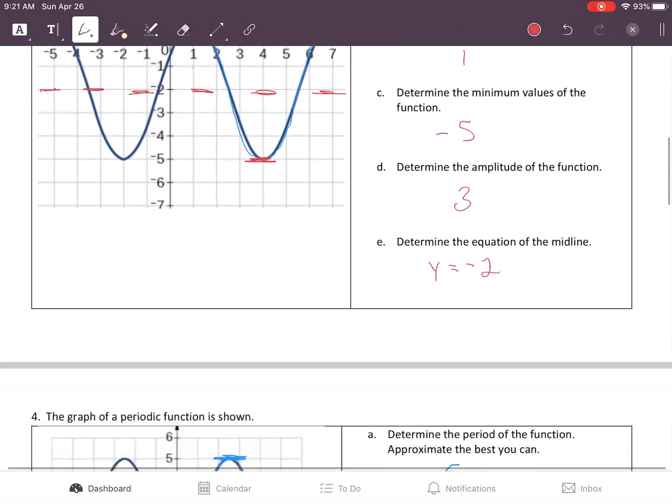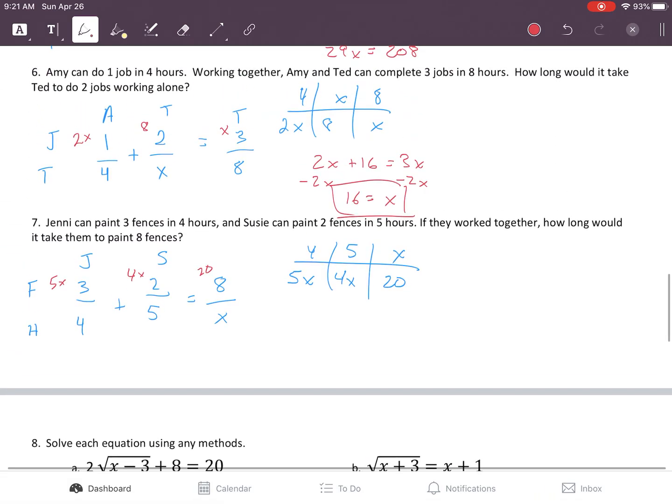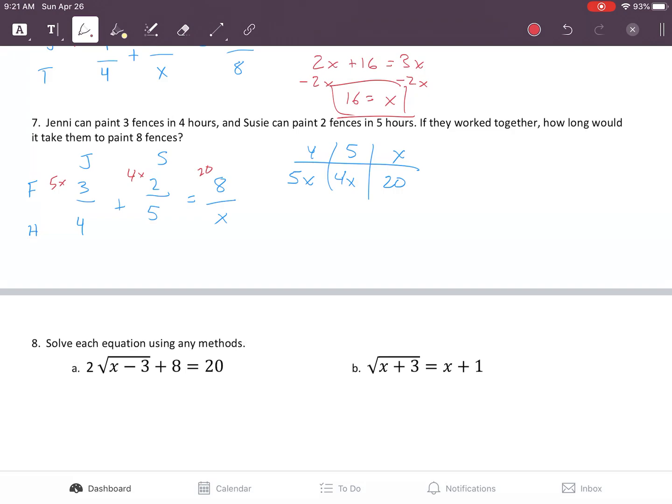So we have 15x plus 8x equals 160. Adding 15 plus 8 will give us 23x. And if we divide both sides by 23, x will equal 160 divided by 23, which is 6.96. There we go.